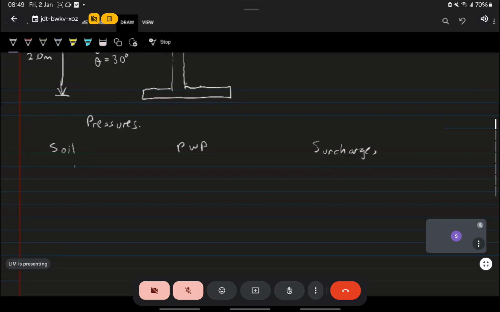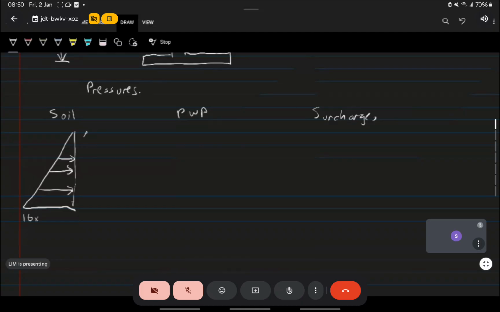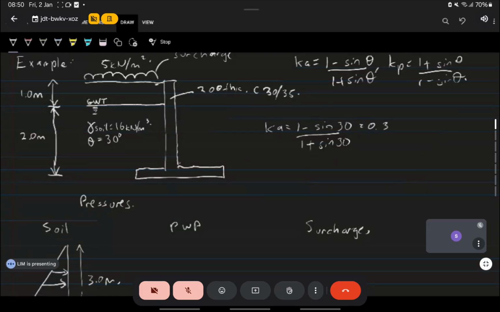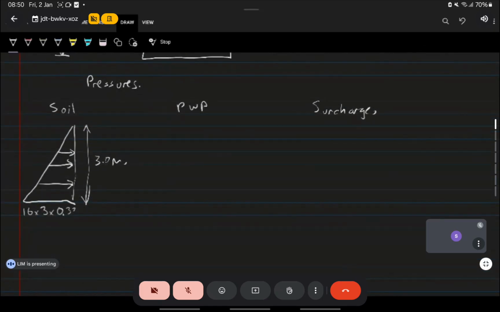Now, your soil is 3 meters deep. What would be the soil pressure at the bottom? It will be the density, 16, times the height, times the Ka. Ka, how much? If it's 30 degrees, 1 minus sine 30 divided by 1 plus sine 30. How much? 0.33, if not mistaken. Can you calculate for me? 0.33? Yes, thank you. So your coefficient is 0.33.